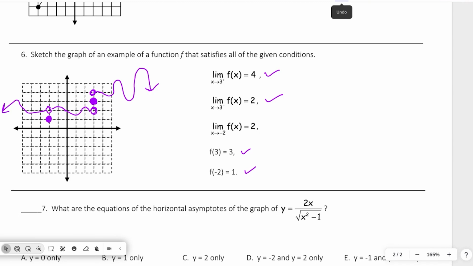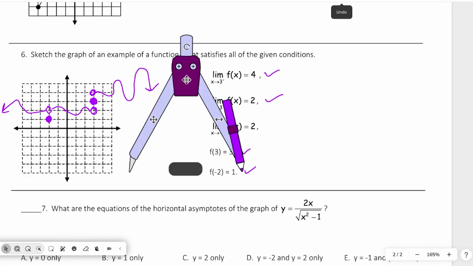Your graph really shouldn't look exactly like mine. Hopefully it looks a little bit different. There's really not a ton of variation that you can do on this. What really has to be the same is, again, these 2 points have to be there.